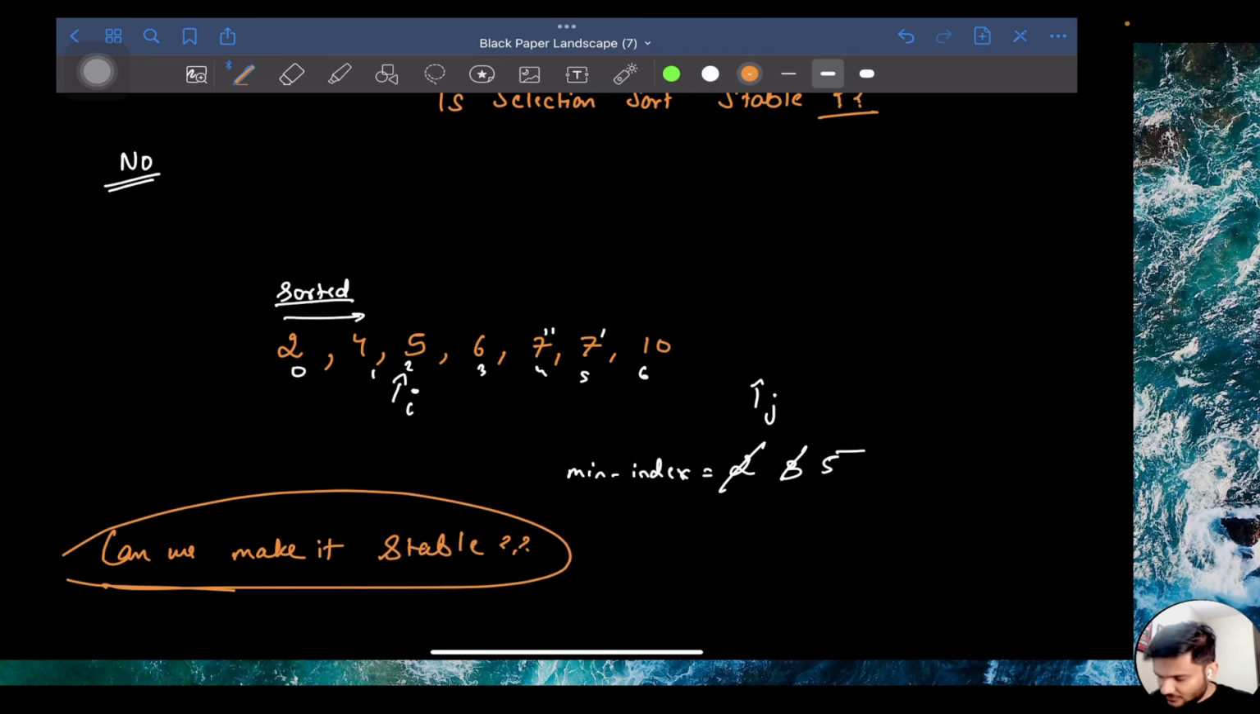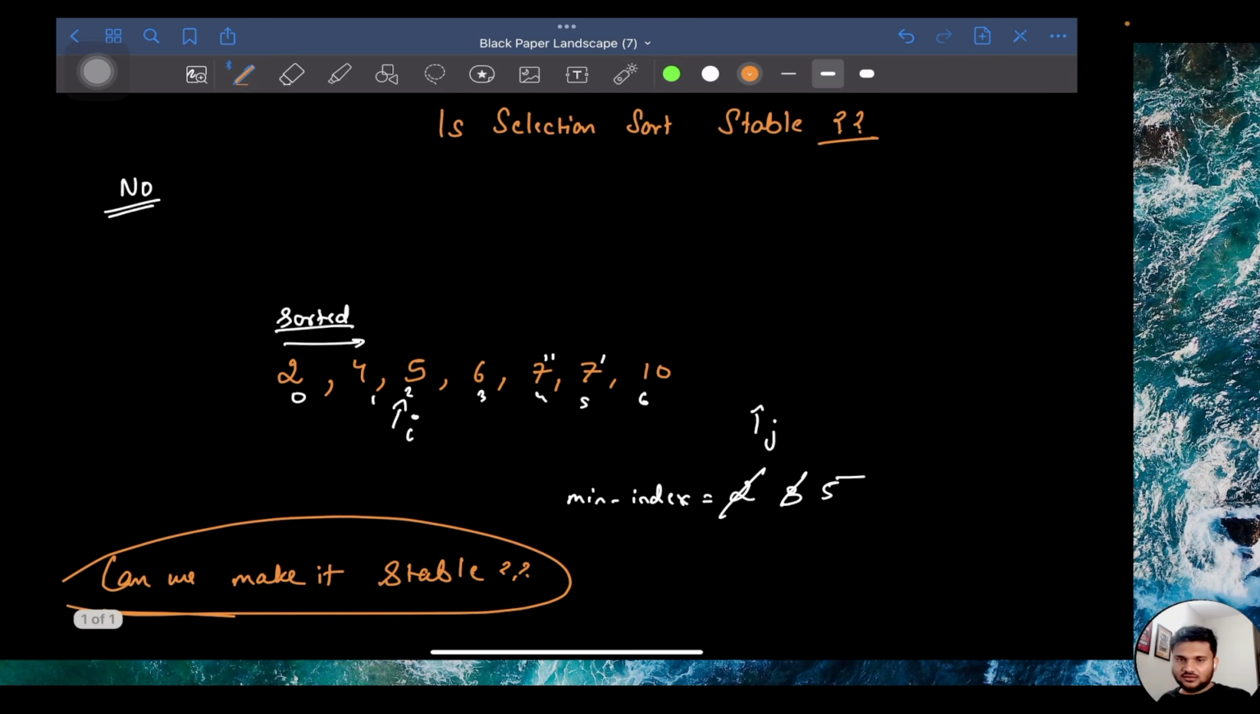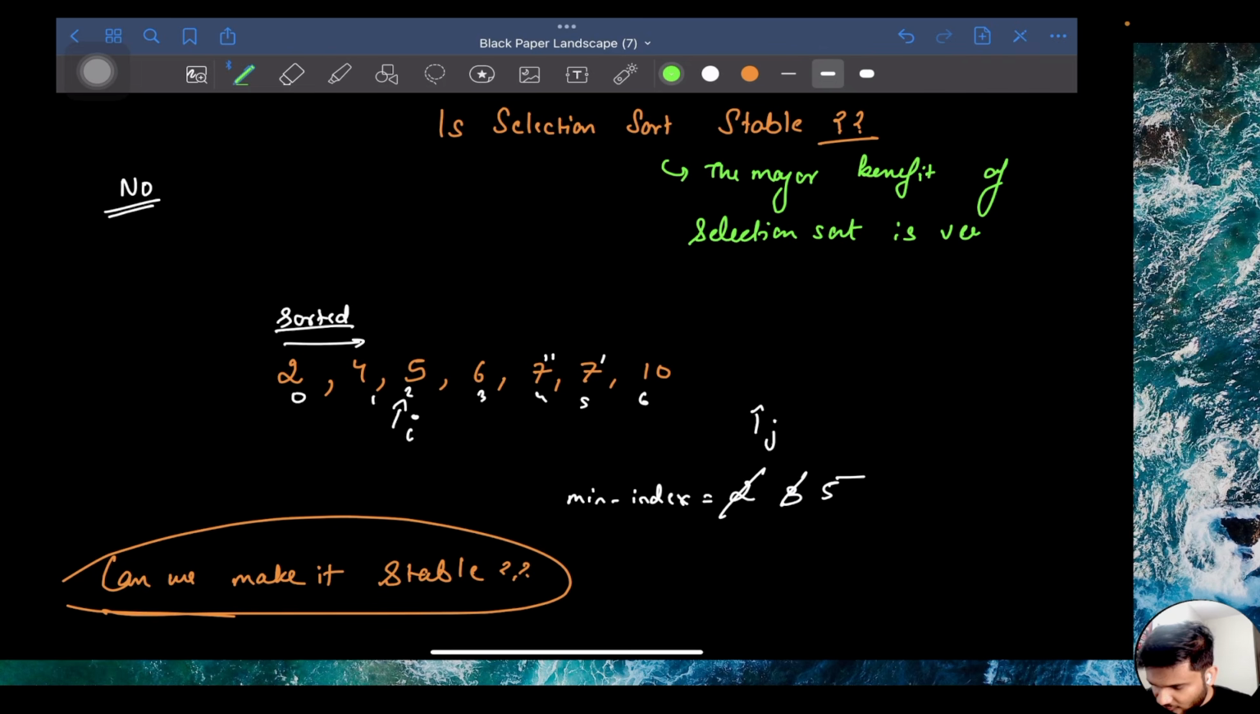Technically, you can make selection sort stable, but if you make it stable, then the only good part about selection sort will be lost. What was the only benefit of selection sort? The major benefit of selection sort is very few swaps.